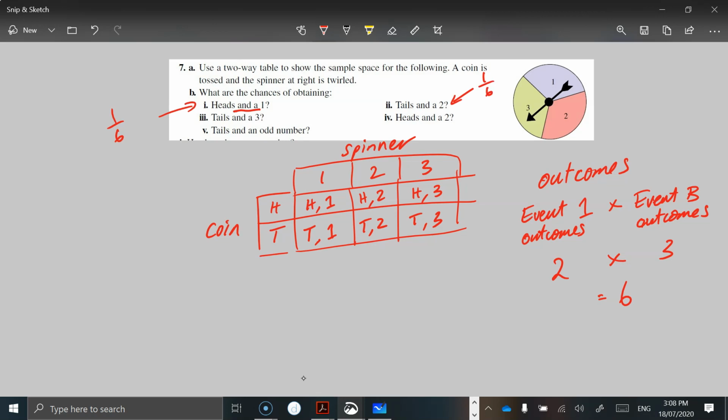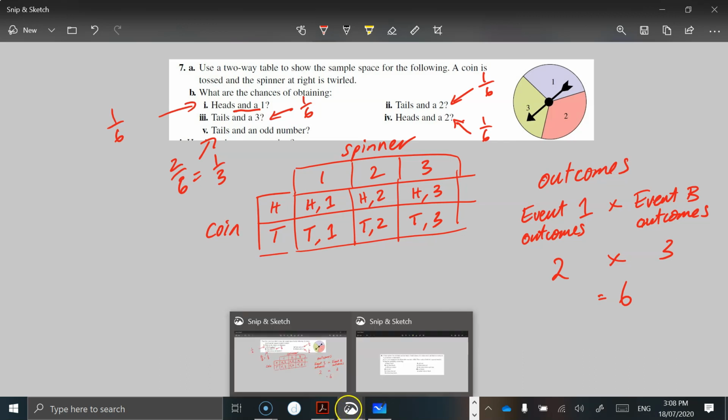Tails and a 3, that only happens 1 out of 6. Heads and a 2 is also a 1 in 6 chance. Okay, 5 says tails and an odd number. So tails and a 1 meets that description, and tails and a 3 also meets that description. So in this case, it's 2 out of the 6, which is a third of the possibilities.